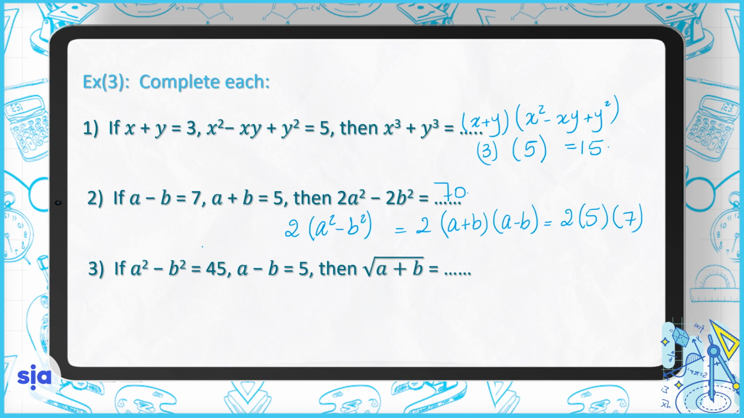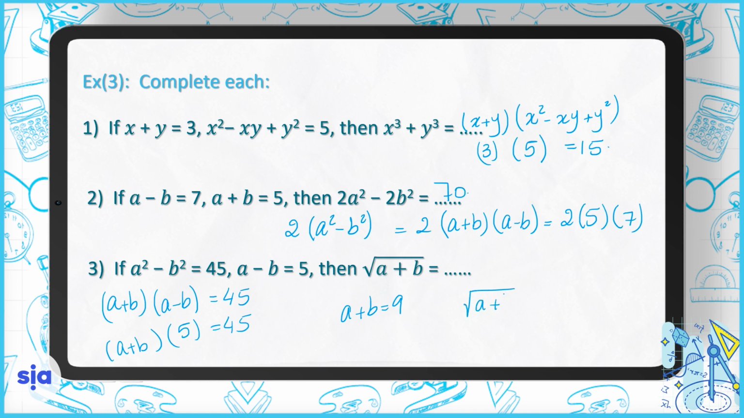For question 3, a squared minus b squared can be factorized as a plus b times a minus b, which in this case equals 45. If a minus b is 5 and the result is 45, I can easily say that a plus b equals 9. The question here wants you to find the square root of a plus b, which is the square root of 9, which is 3.